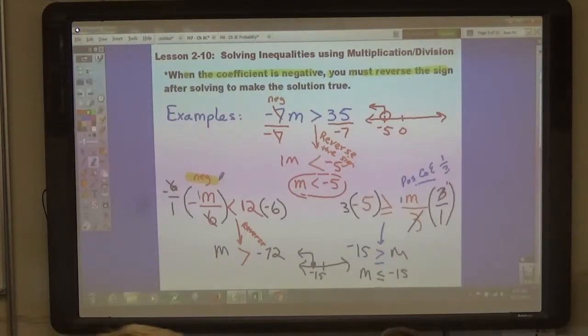Alright, take a look at number 1 on your sheet. What is the coefficient in number 1? Max, what is the coefficient in number 1? Reese, what is the coefficient in number 1?